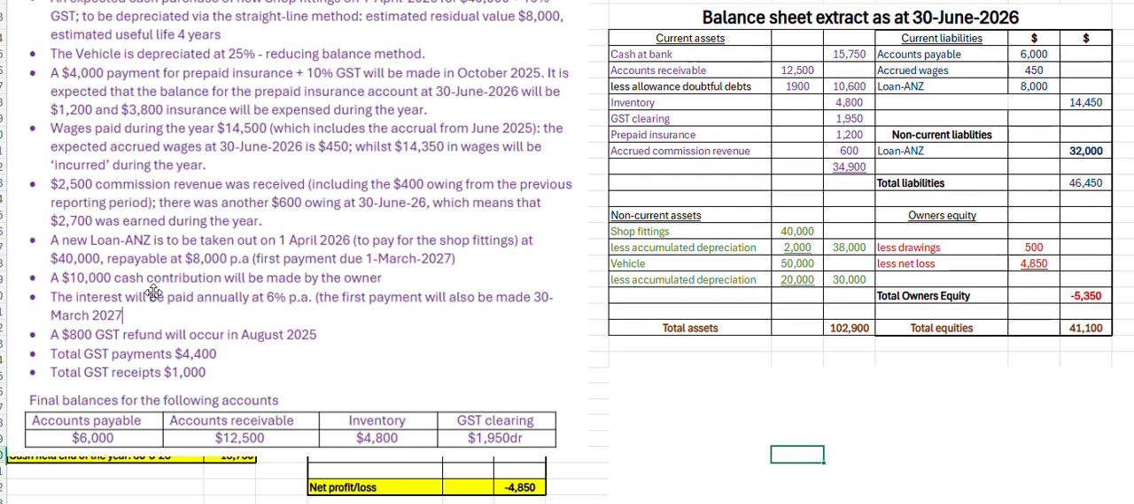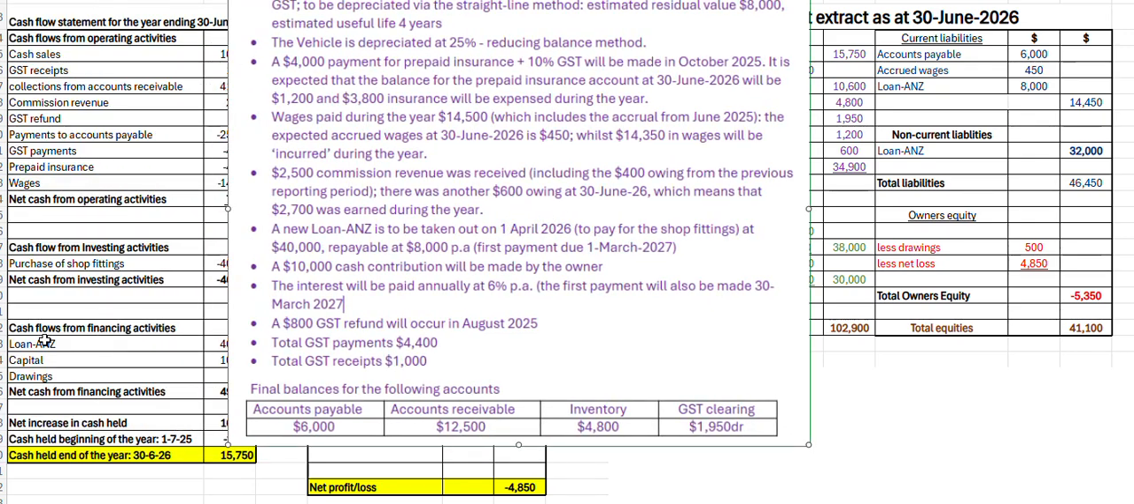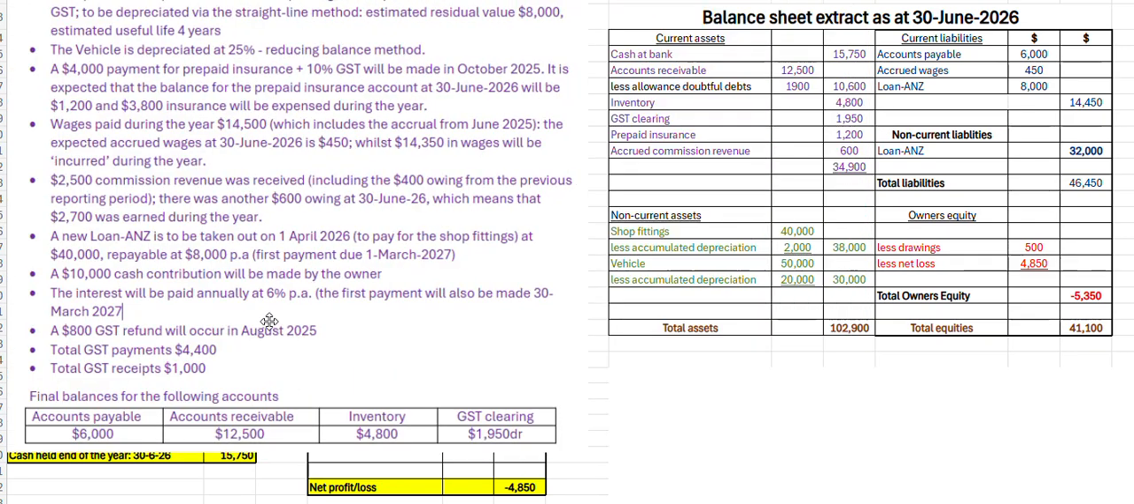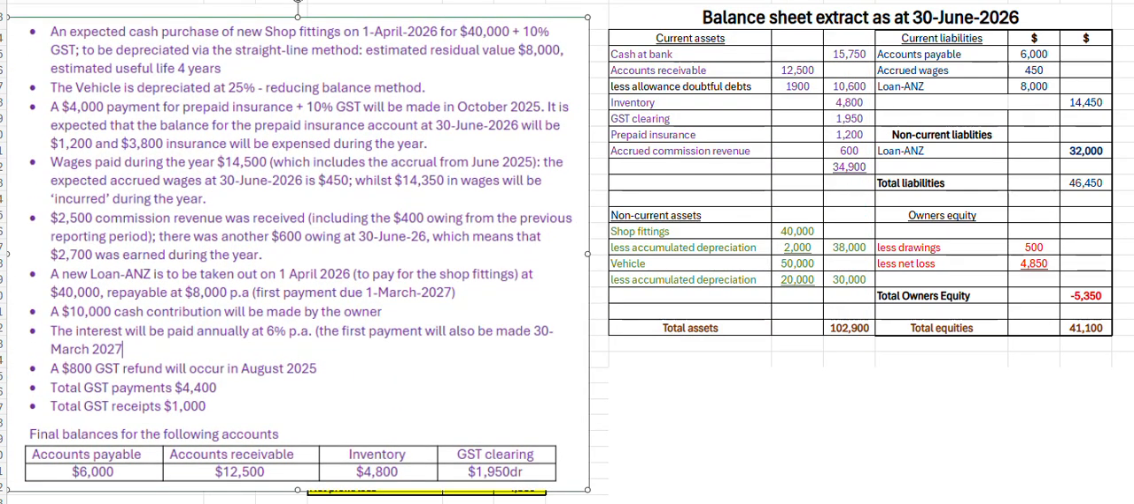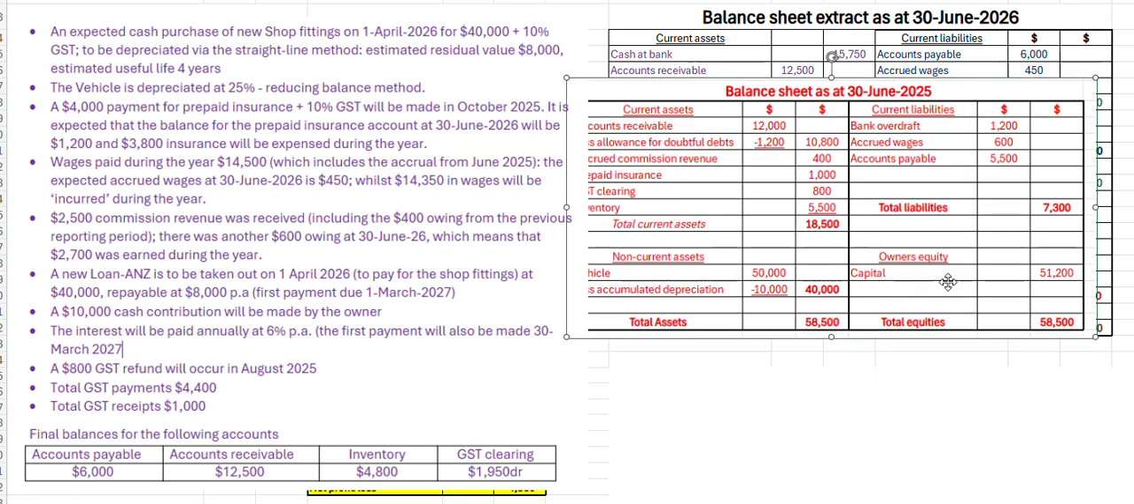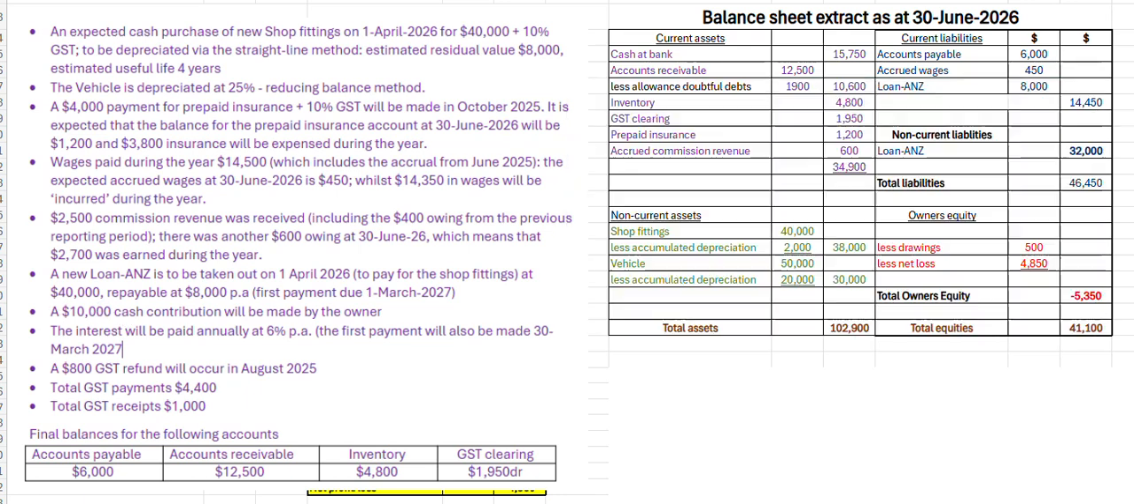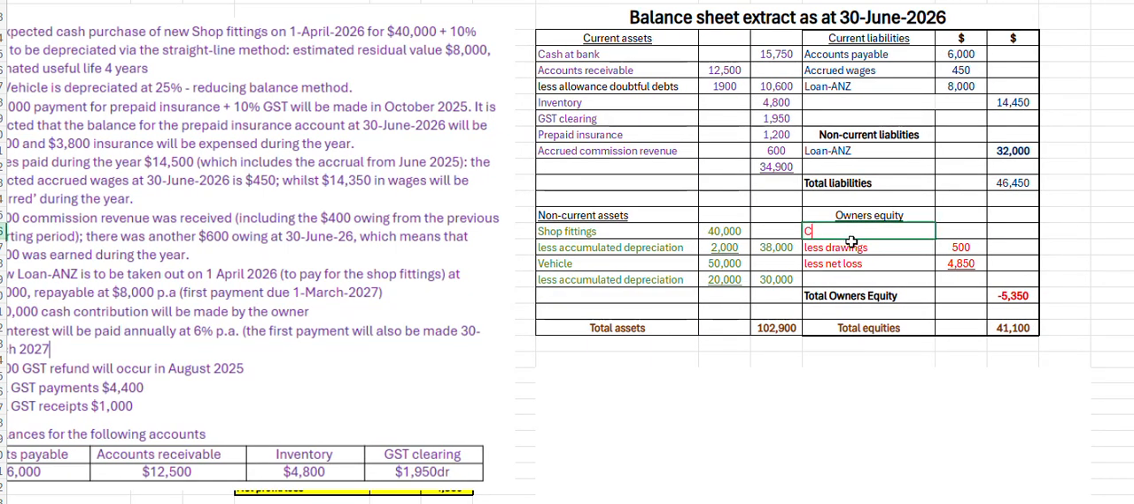Okay. Now the owner kicked in some capital during the year. We reflected that in our cash flow statement. There's also an impact on our balance sheet. So we look at our balance sheet at the start. We have 51,200 plus your 10 here gives you 61,200. So that goes in our owner's equity. So always check to see what your opening balance is and any additions during the year. And then we're nearly there.